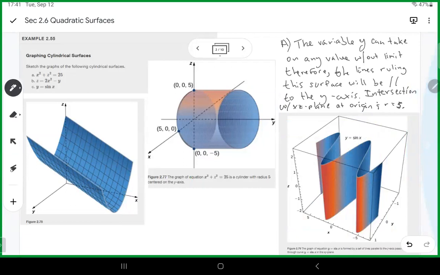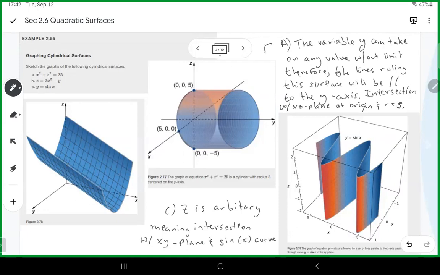So here, for C, z is arbitrary, meaning intersection with the xy plane. So A, C, B.